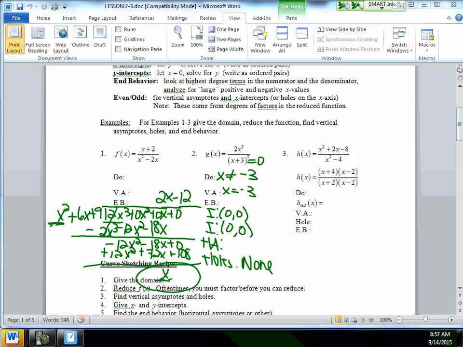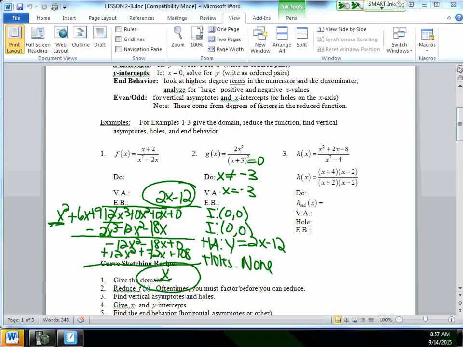And once we've done our long division, we're not concerned about the remainder. This tells us where our slant asymptote is. So my slant asymptote occurs at y equals 2x minus 12. So if you notice, it's a linear equation that will be guiding our graph.